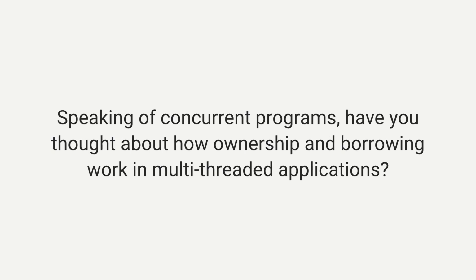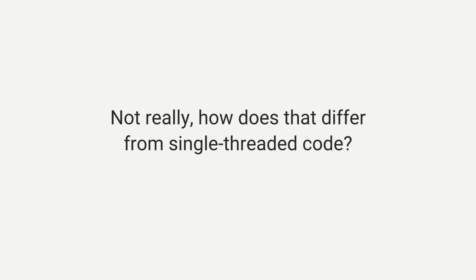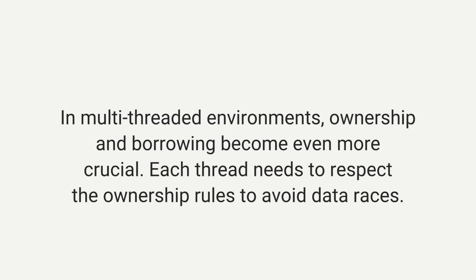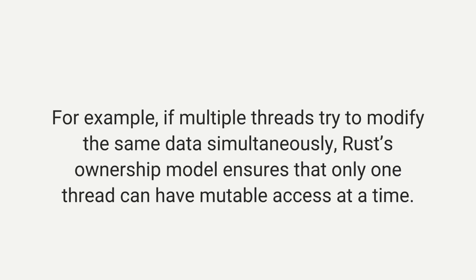Speaking of concurrent programs, have you thought about how ownership and borrowing work in multi-threaded applications? Not really. How does that differ from single-threaded code? In multi-threaded environments, ownership and borrowing become even more crucial. Each thread needs to respect the ownership rules to avoid data races. For example, if multiple threads try to modify the same data simultaneously, Rust's ownership model ensures that only one thread can have mutable access at a time.